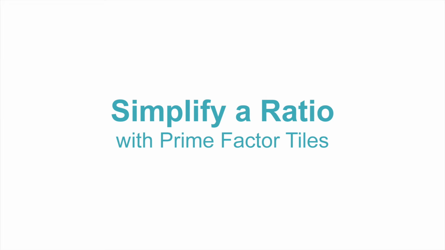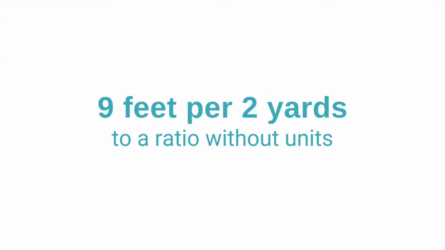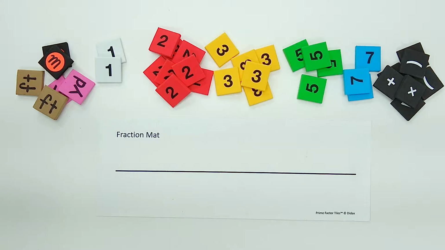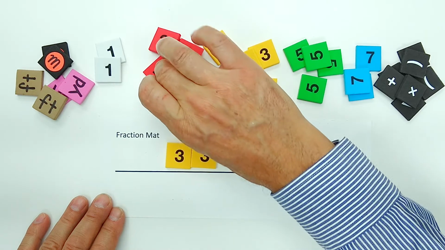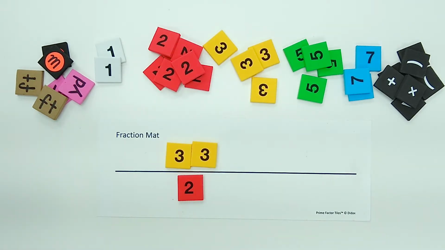Simplifying a ratio with prime factor tiles. If I had the ratio of 9 feet to 2 yards, I could express that as 3 times 3 for 9 and just 2 for 2.